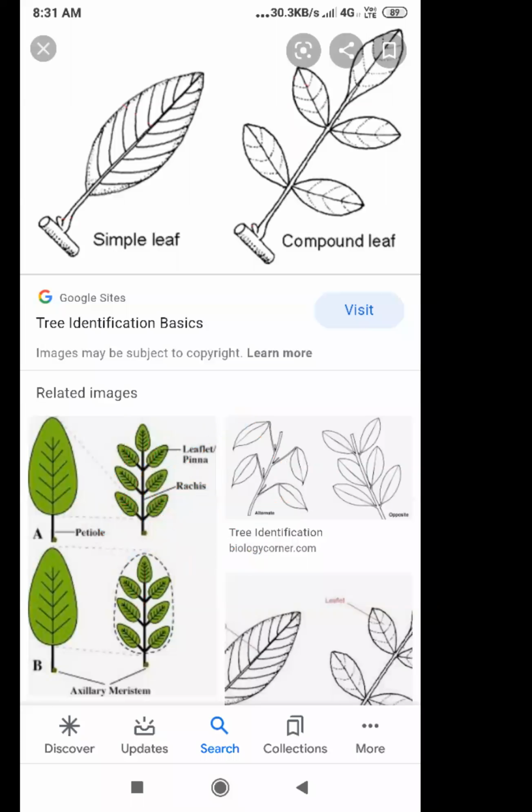Okay, so that is the simple leaf. If there is one leaf blade, we call it a simple leaf. If there is more than one leaf blade at a node, you have to keep in mind, at a node.